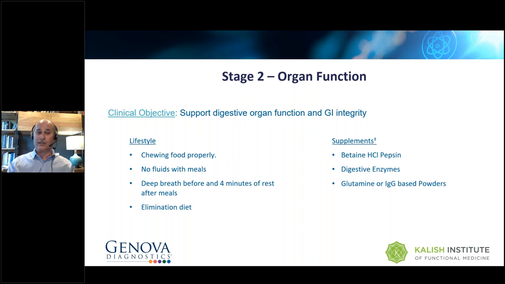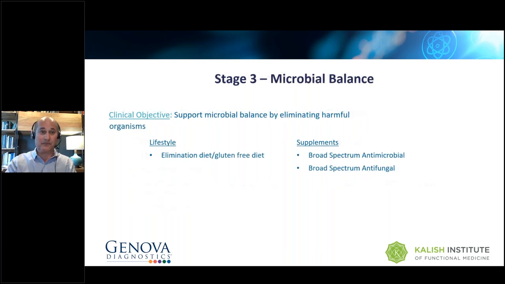Treatments for organ dysfunction, again, lifestyle, chew your food, don't drink a ton of water when you eat, breathe, relax, you know, get a healthy diet going. But on the supplement side, you've got betaine, HCL, and pepsin for the stomach, digestive enzymes when the pancreatic markers are positive, and glutamine or IgG-based powders, okay, for leaky gut repair. And then if you have a gallbladder problem, there's also gallbladder support you can use. Okay, so you're treating the organ directly. Usually it's one or two organs, usually not all of them.